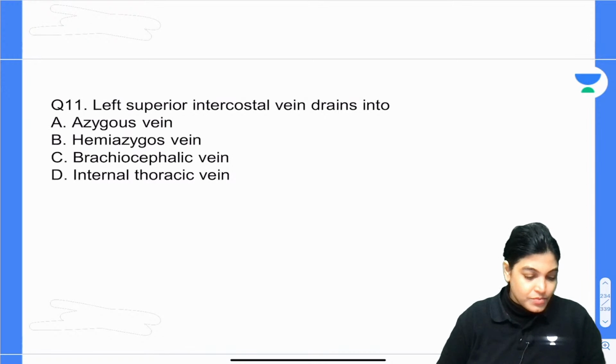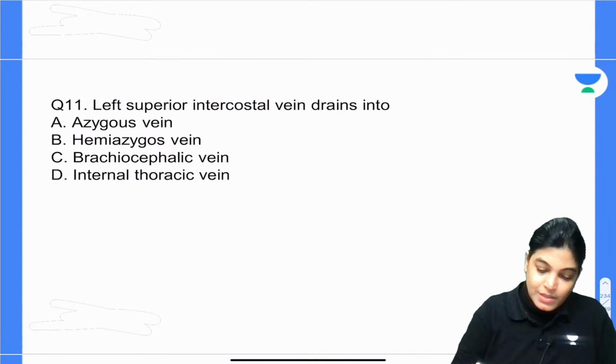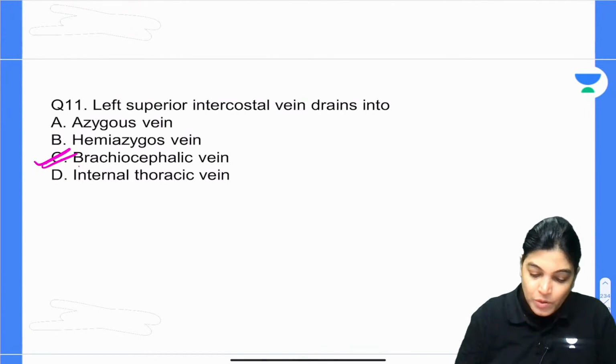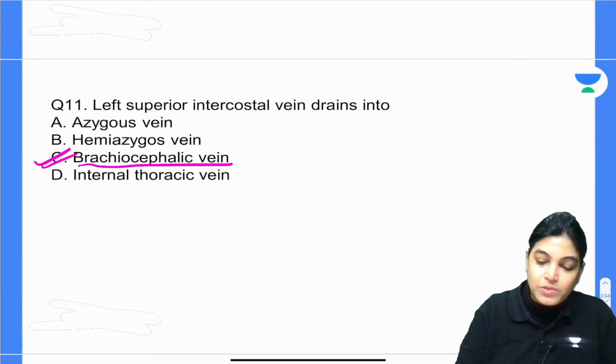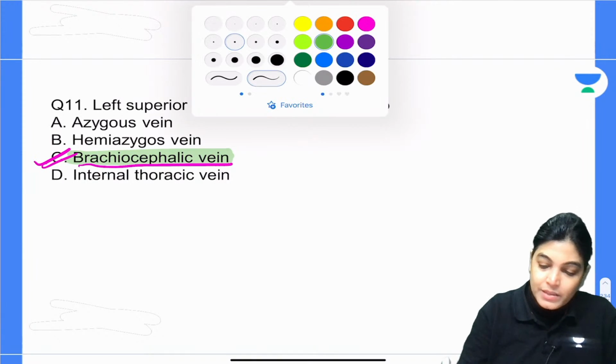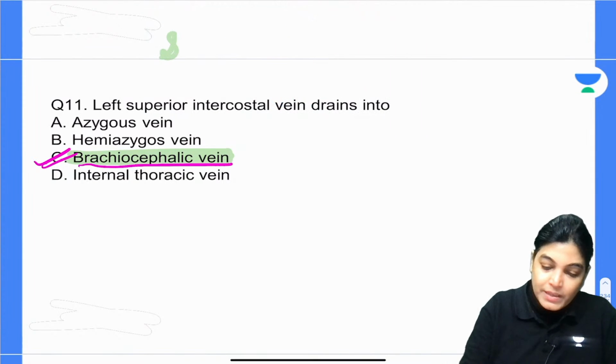Okay, I got an answer from Bablu Kumar. It's C. So left superior intercostal vein drains into brachiocephalic vein. Absolutely correct, Mr. Bablu. So yes, brachiocephalic vein is absolutely correct. Actually, the first thing is, can anybody tell me how the superior intercostal vein is formed?